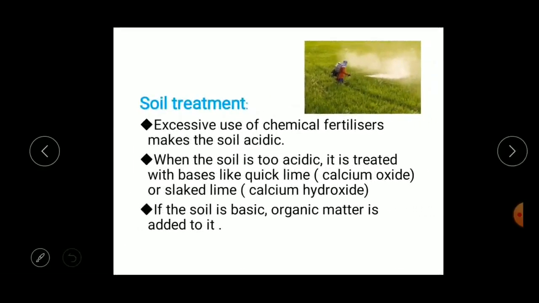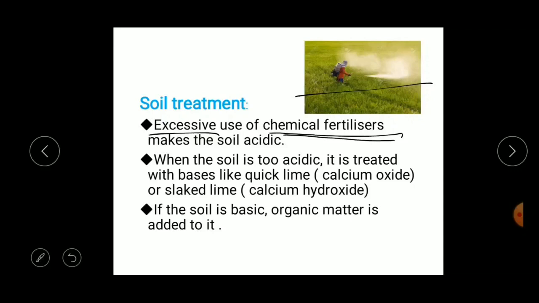Let's take one more example, that is soil treatment. Excessive use of chemical fertilizers makes the soil acidic. Excessive means more use of these chemical fertilizers. So what is the meaning of chemical fertilizers? Here you can see a farmer, he is using a chemical fertilizer, right? So what is the chemical fertilizer? The chemical fertilizer is an artificial substance which is used to increase the nutrients in the soil, which helps the plants to grow well.